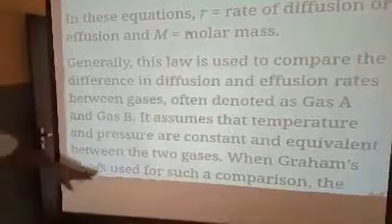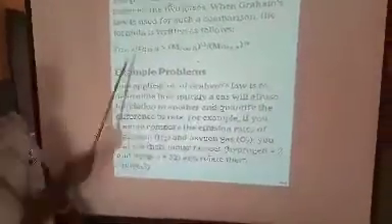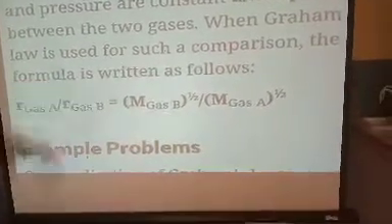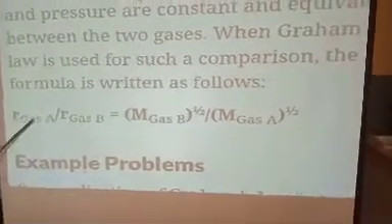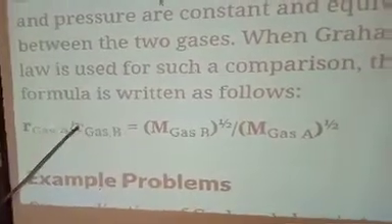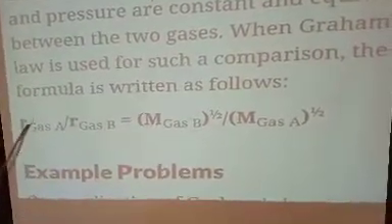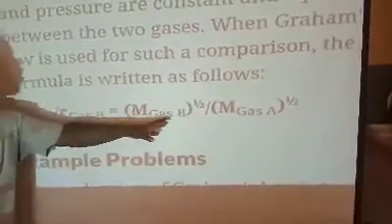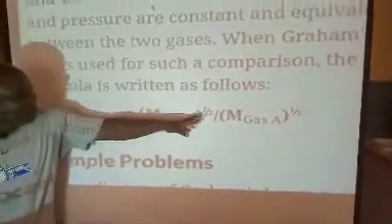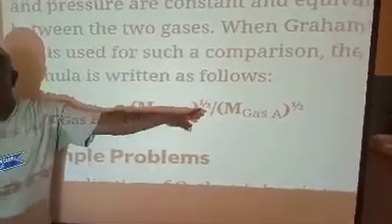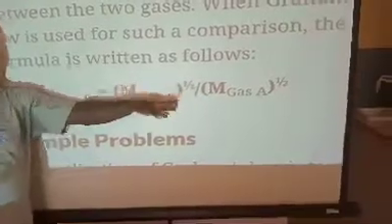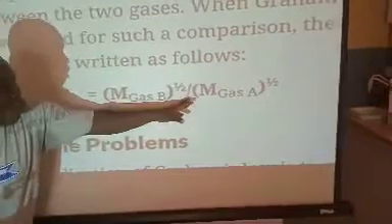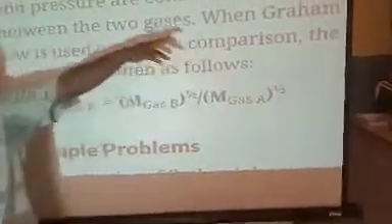When Graham's law is used for such a comparison, the formula is written as, look at it here. Rate of gas A over rate of gas B, which you can write as R gas A over R gas B, is equal to the molar mass of B raised to power half. If you rewrite it, you have 1 over the square root of the molar mass of the gas that is diffusing over the molar mass of gas A, which you also have there.